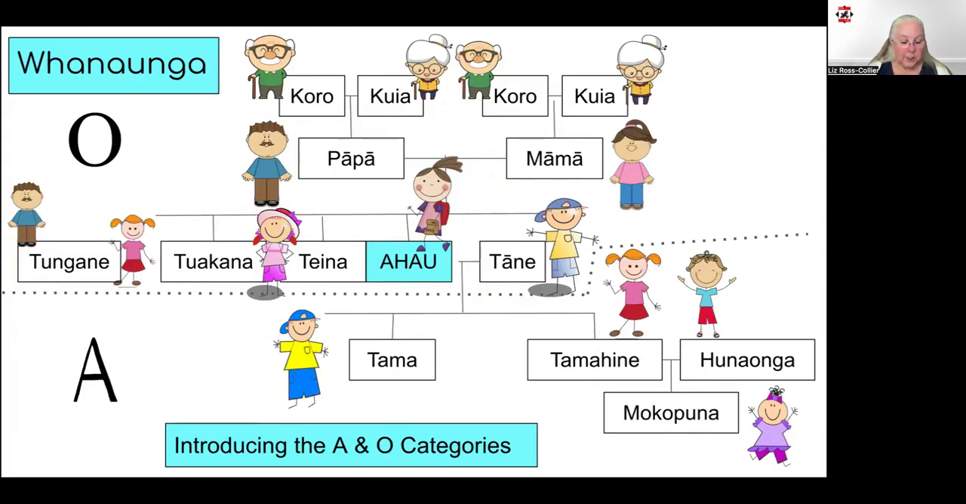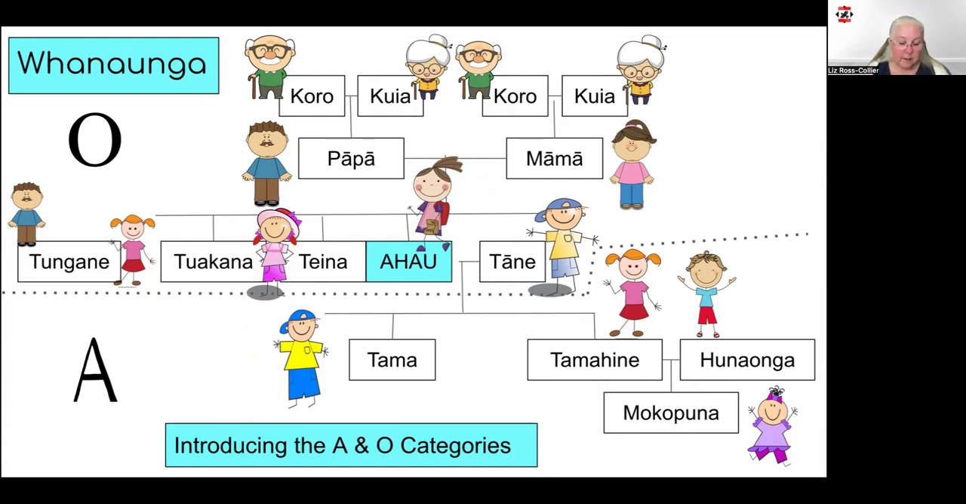Whanaunga is about relationships. Those that fit into the O category are those from generations that are the same or those before ours, like our siblings, our parents, grandparents, uncles and aunties, etc. The other reason a person might fall into the O category is when they have seniority over us, like our boss or our teacher. It can also refer to people who are responsible for caring for others, like a doctor.